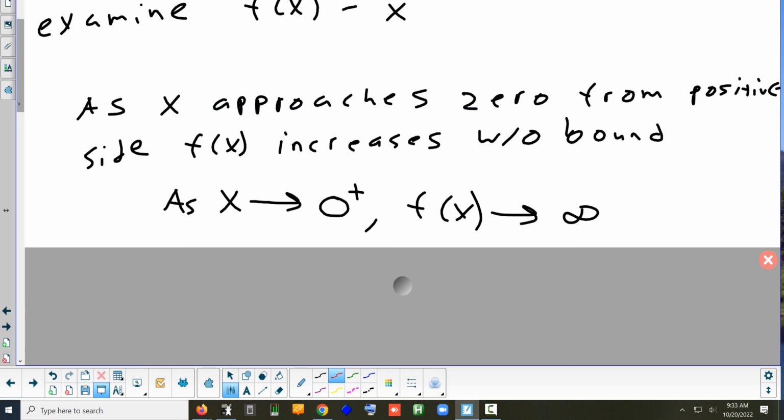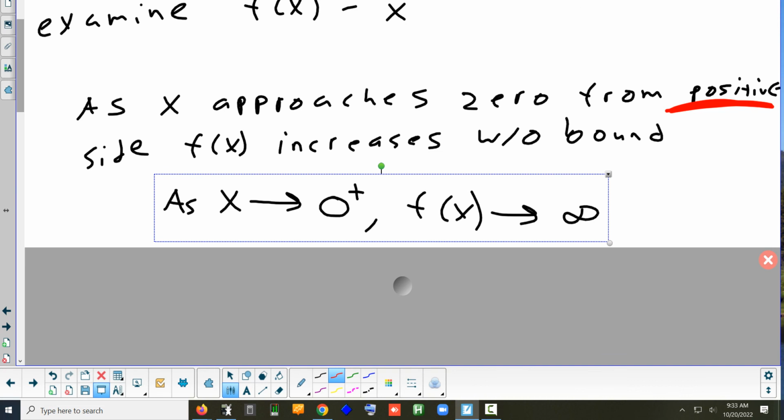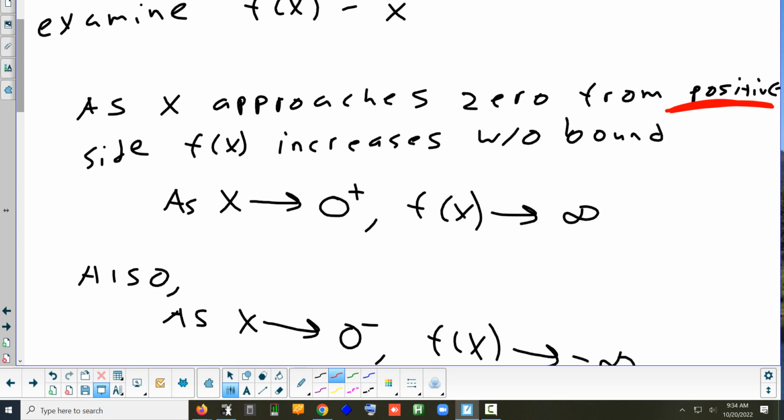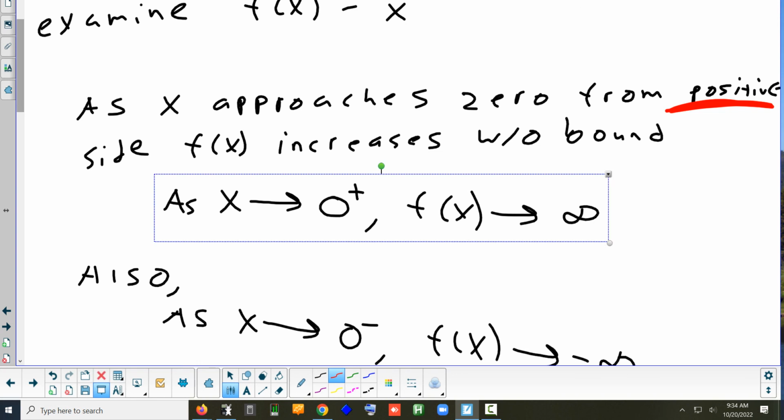So as x gets close to zero from the right, that's what the positive sign means, from the right. And this is how you write it. This means as x is getting closer to zero from the positive side. Because when you're coming at a number, there are two sides you can come at it from: the positive side or the negative side. So this means as x gets close to zero from the right, positives are on the right, the y value increases forever.